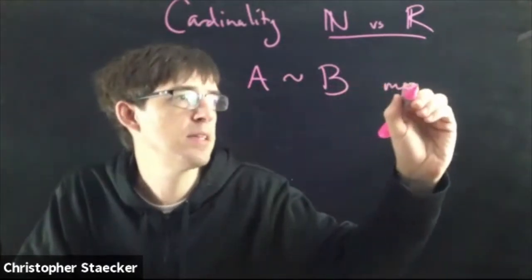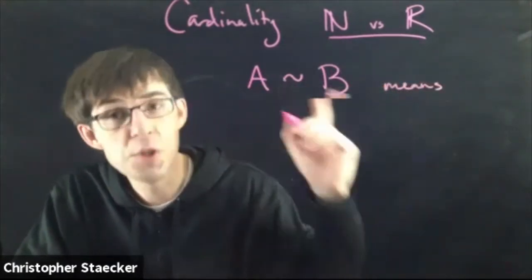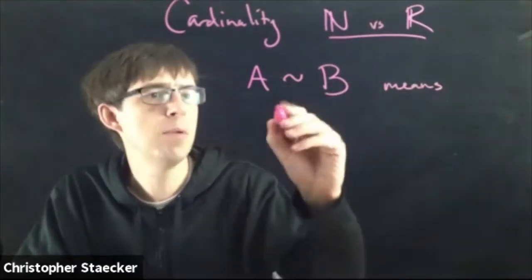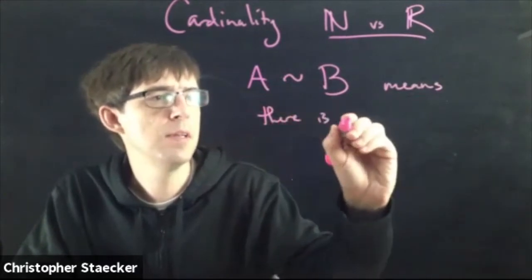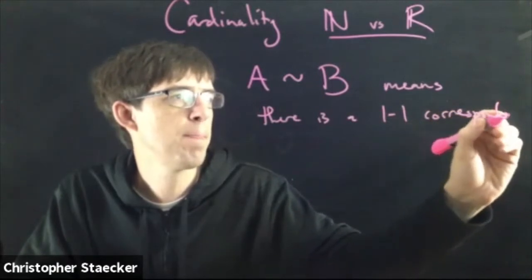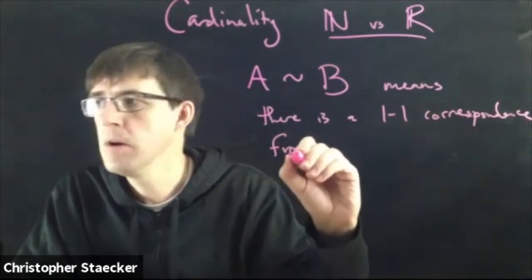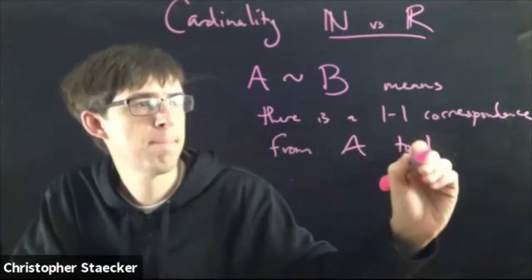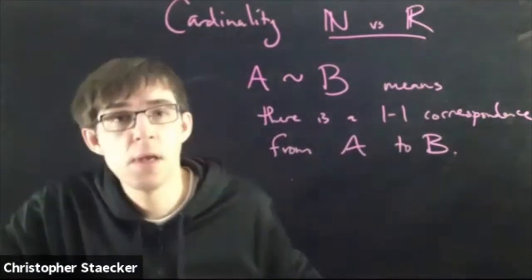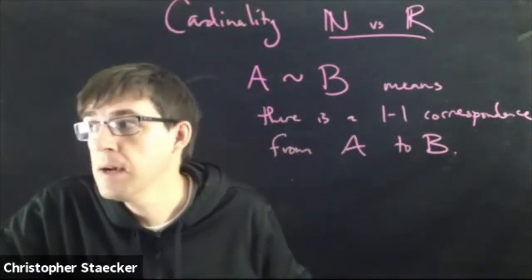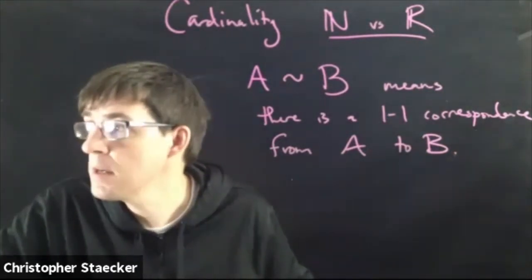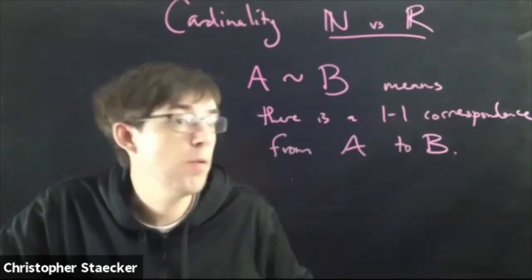This means that A and B have the same cardinality, which you think of as meaning they have the same number of elements, but what this means is there is a one-to-one correspondence from A to B. In that case, it means that A and B must have the same number of elements, and we write it like that: A has the same cardinality as B. Hopefully I can do this without writing off the side of the screen.